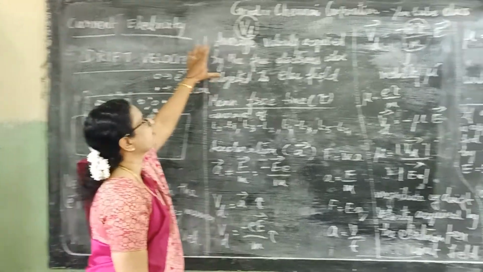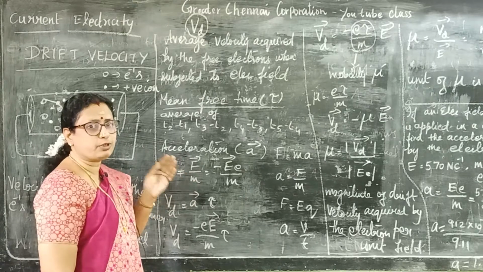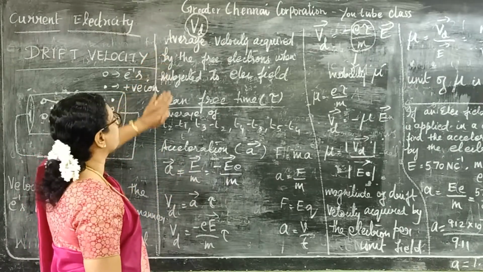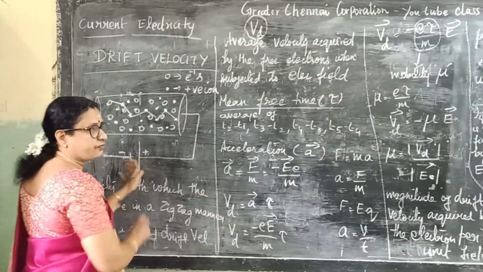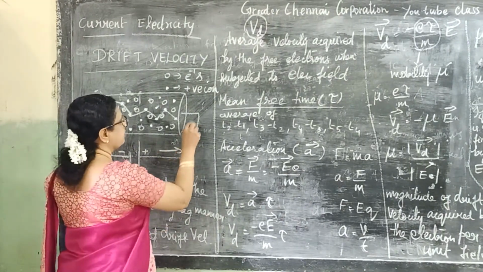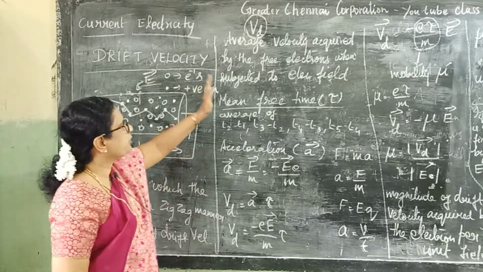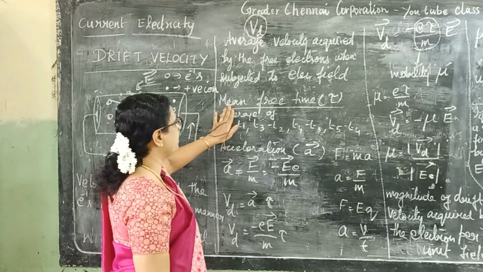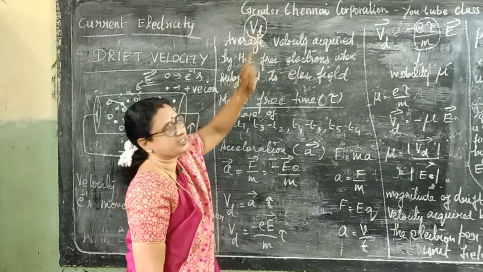So, let us define this drift velocity. I told you, due to successive collisions, we have to take only the average velocity. The average velocity acquired by the free electrons when subjected to the external electric field is called the drift velocity. The direction of the electric field, as you all know, is away from the positive terminal, like this. Due to this external electric field, the average velocity acquired by the free electrons is called the drift velocity. It is denoted by the letter v suffix d.